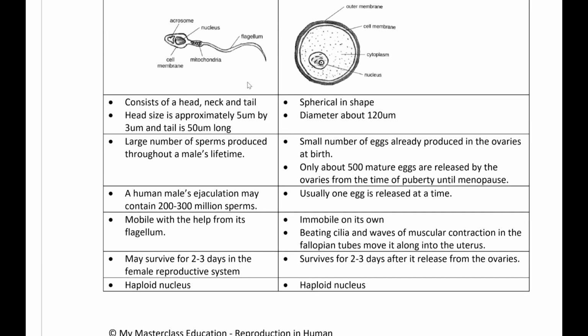You can see the sperm has to make a very long journey, so a huge quantity of sperm is needed. The ovum is pretty much immobile, so the cilia and the muscular contractions of the oviduct, also known as the fallopian tube, will enable it to move. Do take note, the ovum survives 2 to 3 days after release from the ovaries.